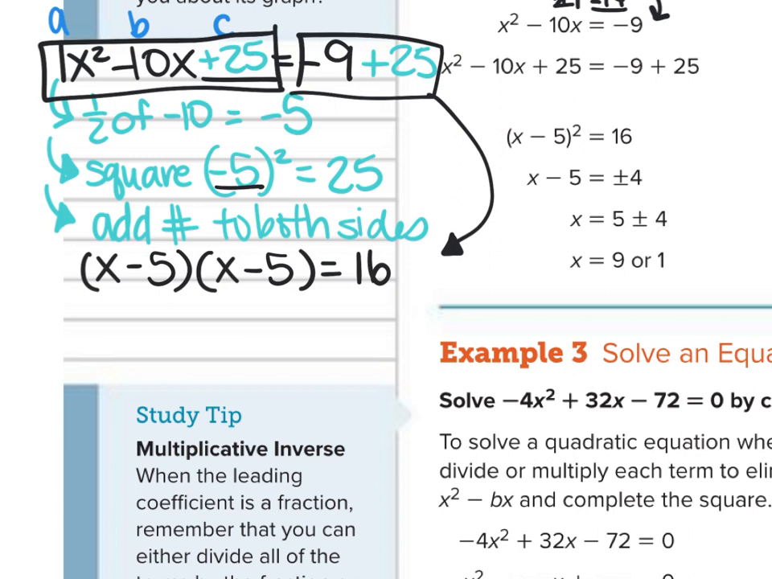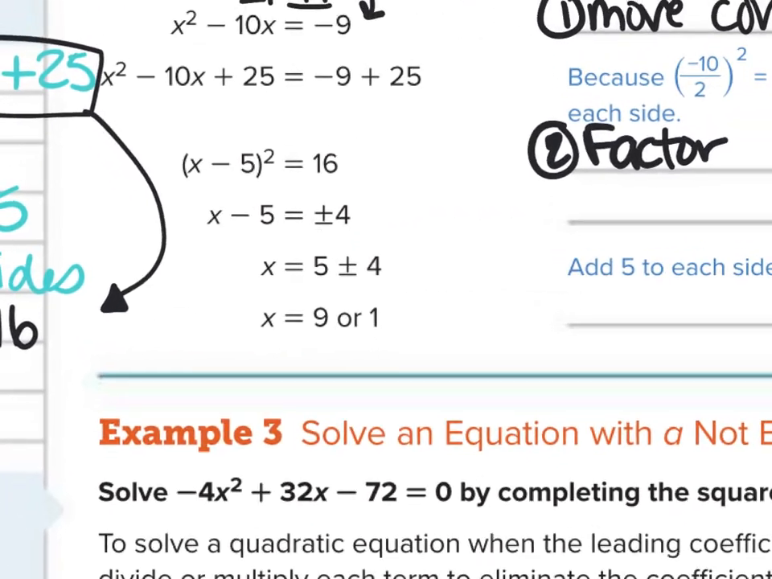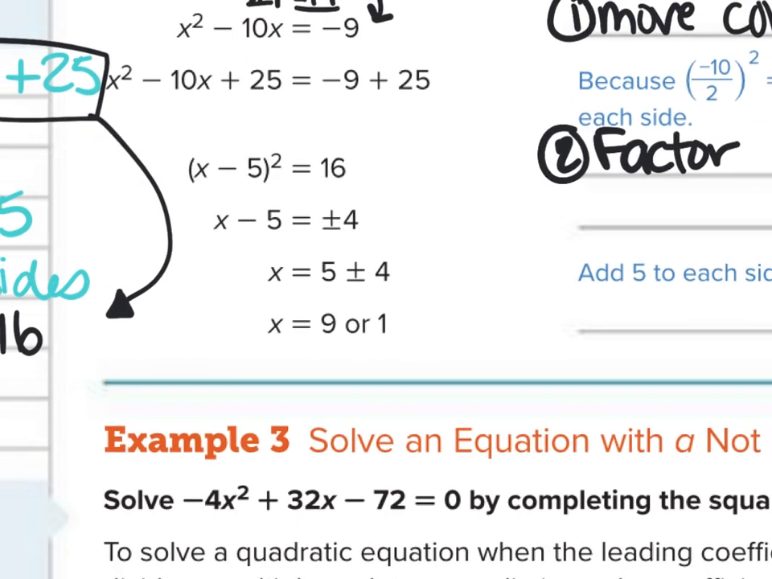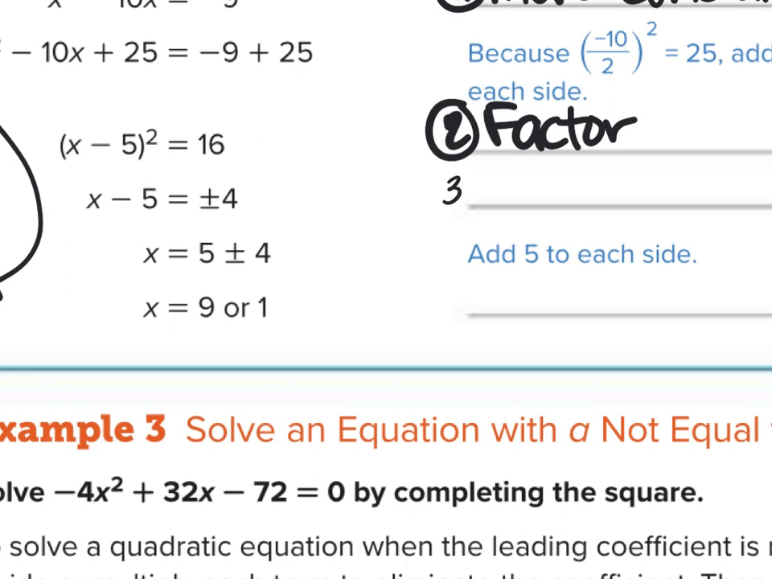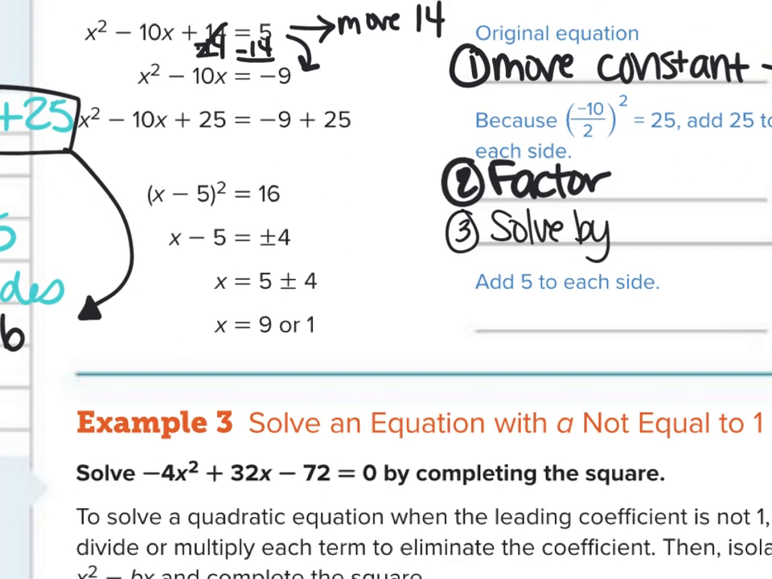It is always going to be this number that you found earlier, the half that you found. And what's the same as x minus 5 times x minus 5? I can write that as squared. All right. So after that, we're going to solve by factoring, or by square rooting like we did last time.